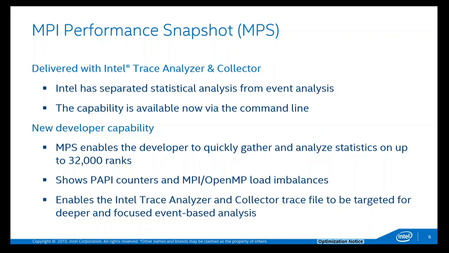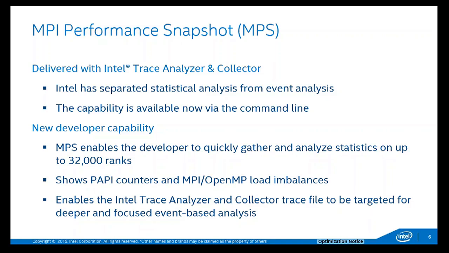The Trace Analyzer and Collector is a great tool, but unfortunately it has its limitations, which is one of the reasons why we've introduced this new MPI Performance Snapshot. It's a really easy way for us to separate that statistical analysis from the event analysis that the Trace Analyzer is really good at. It's currently just available through a command line, and you can run that with your existing application. I'll give you an example of how that's done.